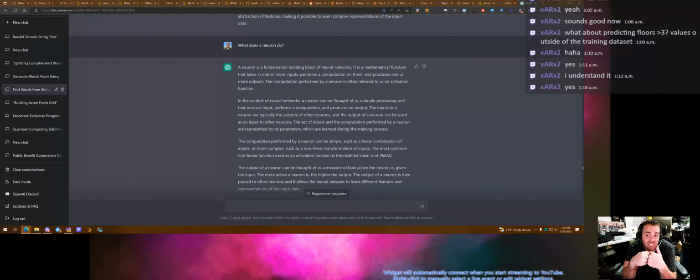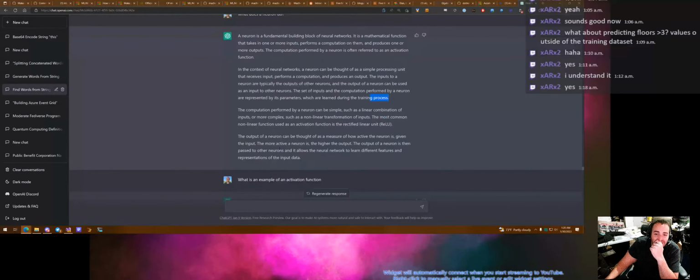ChatGPT is getting in deeper, instead of this high level stuff, to what these things are. And I validated a lot of this. Once I knew what to look up, I went on Wikipedia and validated so much of it. In the context of neural networks, a neuron can be thought of as a simple processing unit that receives input, performs computation, and produces an output, represented by parameters, which you learn during the training process.